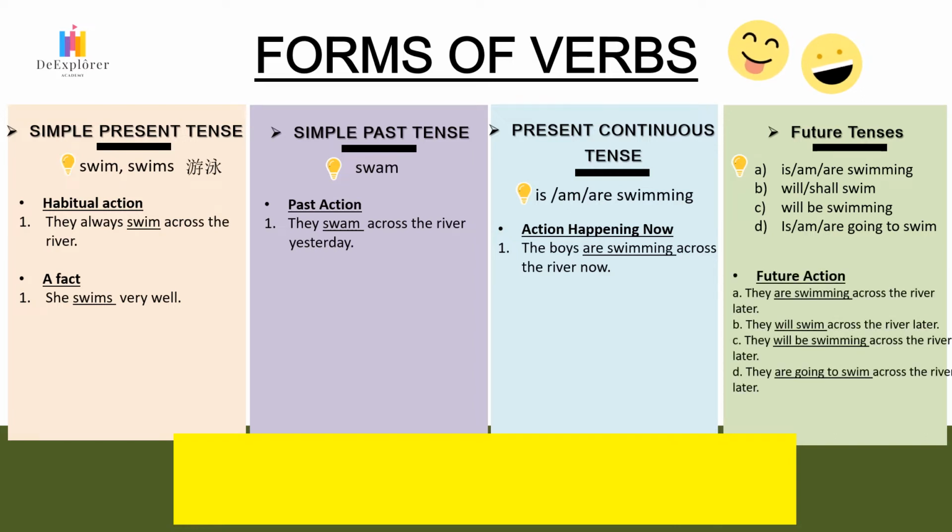And when you write, you need to write all these sentences into your book. Okay, so as you write, please read. They are swimming across the river later. Later 就是等下，等下他们要游过那条河。Or B, they will swim across the river later. C, they will be swimming across the river later. And D, they are going to swim across the river later. So all these four different types of future tenses can be used right in the same sentence.